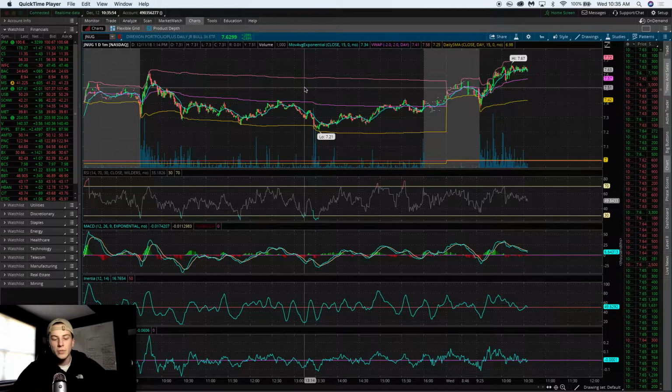So what the VWAP stands for is volume weighted average price. It has two main influencing factors, which are volume and price, obviously.